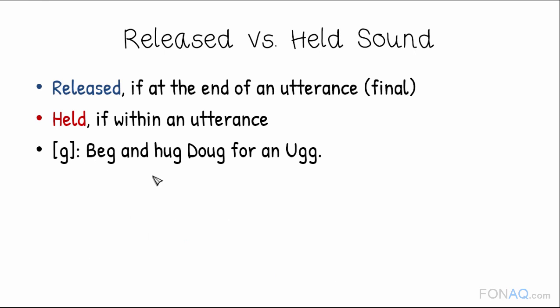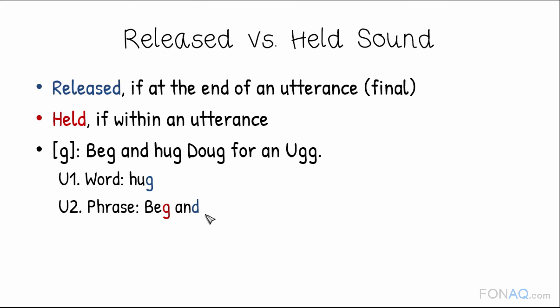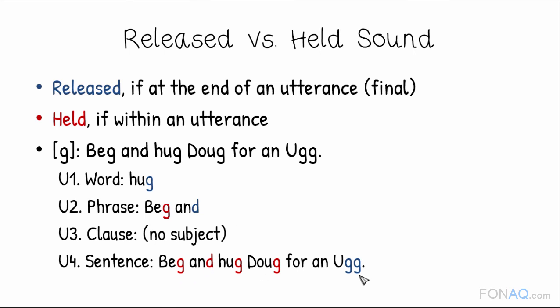Voiced G sentence. Utterance 1. The G is released. Hug. Utterance 2. Inside, outside. So held, released. Back end. Utterance 3. No clause here again because it's a command. Utterance 4. Release the G of ugh only. Beg and hug dog for an ugh.